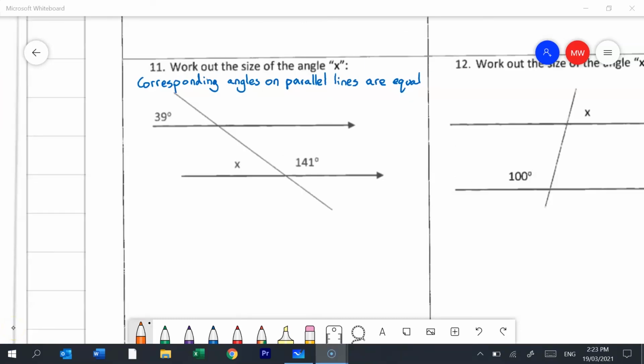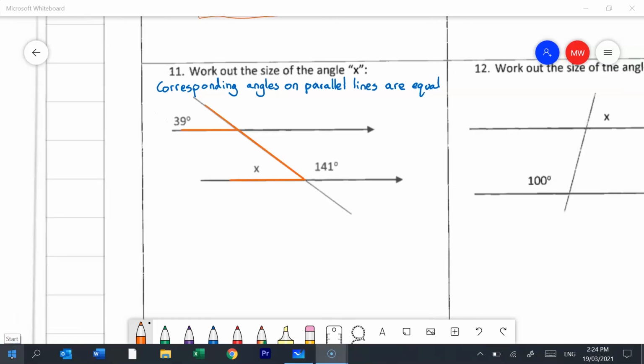When you answer question 11, you've got a couple of options. You could look at these two angles and work out x based on supplementary angles. But seeing as we've done that previously, I'm going to do something a bit different. We're going to have a look at corresponding angles on parallel lines. And those angles are always equal. At the moment, x and 39 are corresponding. When I see corresponding angles, I kind of see them as being on an F. So if you imagine that as being a bit of an upside down F, it's as simple as saying x is 39 degrees because of corresponding angles.